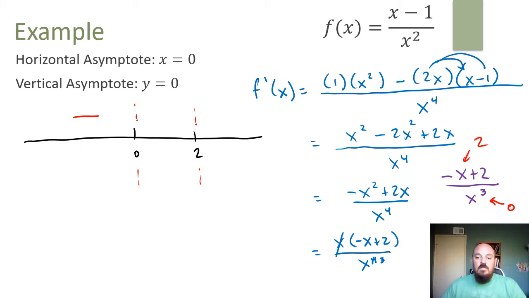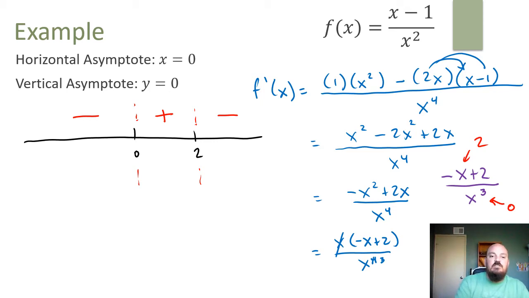All right, for my middle interval, I would probably pick the number 1. It's the only whole number in there. Negative 1 plus 2 is positive. 1 cubed is also positive, so it's positive in the middle. And then we need a big positive number, anything bigger than 2. So let's say like 10. Negative 10 plus 2 is negative, and positive 10 cubed is positive. Negative divided by positive is negative.